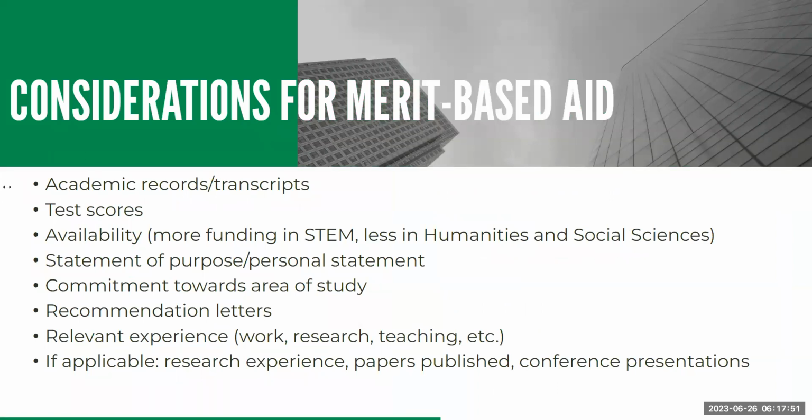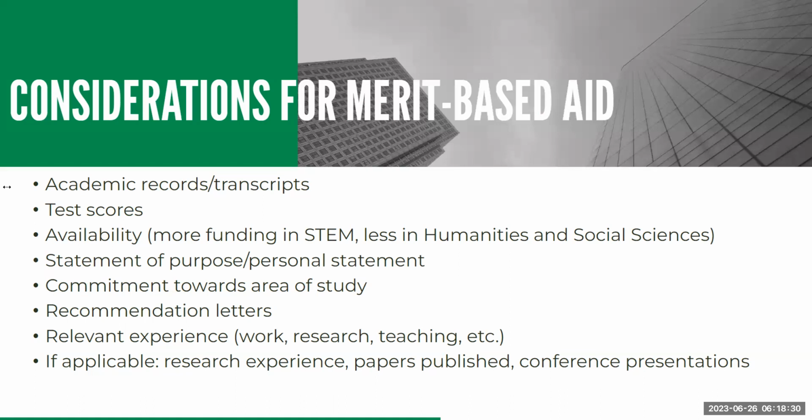So some things you want to consider and think about as you're looking for and applying for merit-based aid are the application materials like your academic records and test scores and the overall availability of aid based on your field of study. There's usually more aid available for those going into STEM programs than for those in the humanities and social science programs. You definitely want to think about your statement of purpose and how you would tell your personal and individual story and show your commitment to your field of study to others.